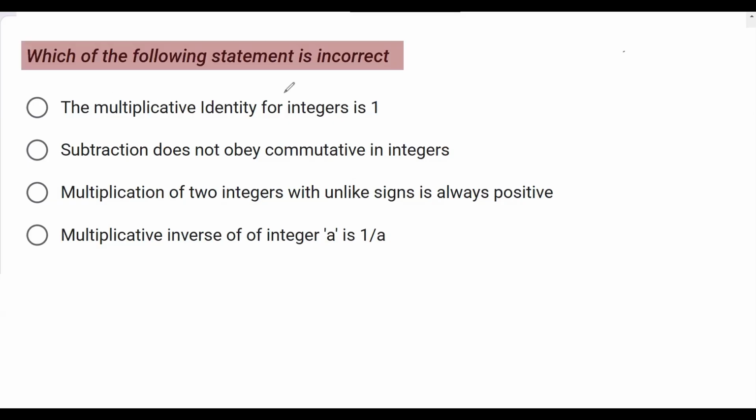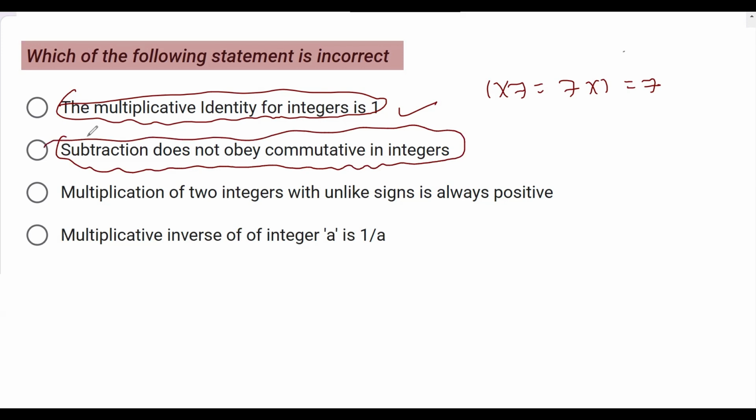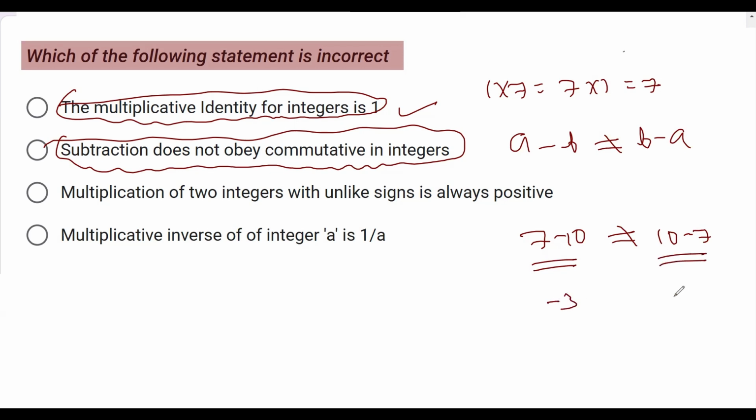Next question says, which of the following statement is incorrect? The first one is multiplicative identity of integer is 1. So that is 1 multiplied by any integer, or any integer multiplied by 1, is the integer itself. So we'll say it is true. Next it says subtraction does not obey the commutative property in integers. Like a minus b is not equal to b minus a. Like 7 minus 10 is not equal to 10 minus 7. 7 minus 10 is minus 3, and 10 minus 7 is 3. So they are not equal. So this is a correct statement, that subtraction does not obey commutativity in integers.